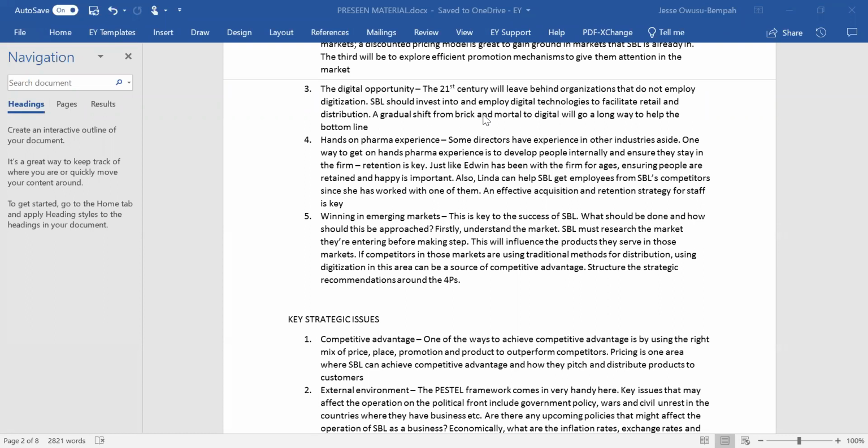Then you move on to things like hands-on farmer experiences. One of the things you'd realize is that I don't want to say a lot, but some of these directors have hands-on experiences that are not necessarily pharmaceutical related. So what is the solution to that? What do you guys think? How will you solve the hands-on farmer experience problem?